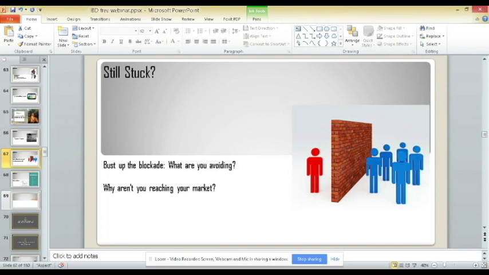So bust up the blockade. What are you avoiding? There is a wall that exists right now between you and your market. And you're standing there looking crazy and you don't know how to get rid of it. And they're standing there waiting for you because they want what you have.